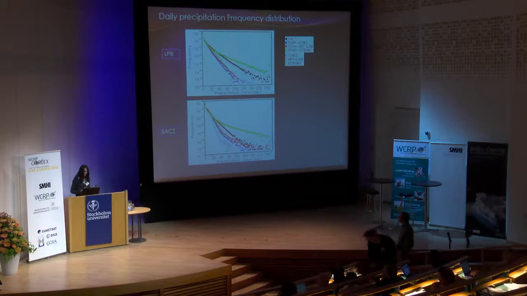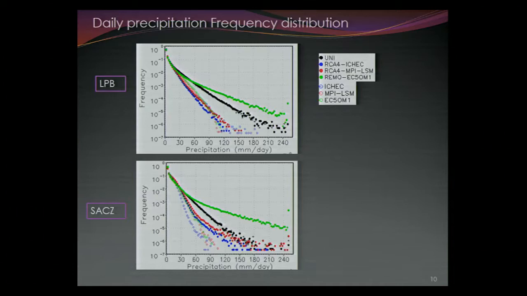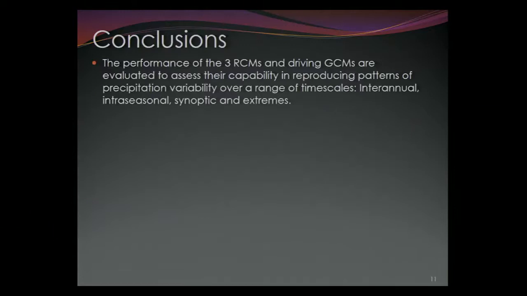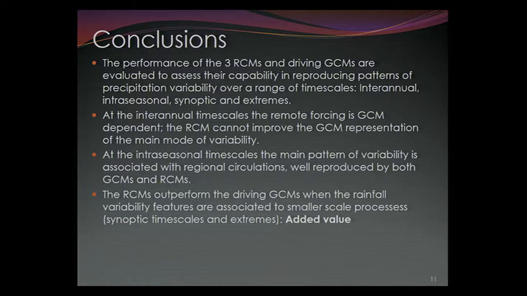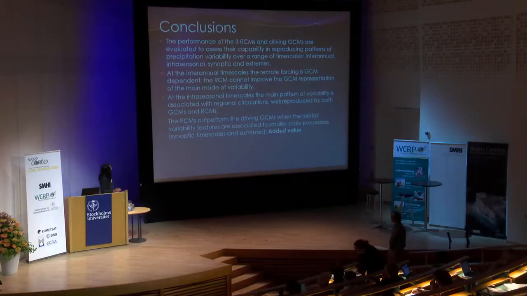When we go to the South Atlantic Convergence Zone area, we really see that the global models are really far away from the black line, which is observation, compared with the regional models. I don't want to take more time, but the issue is that in this analysis of temporal scale variability, the added value is found from the synoptic scale to the higher frequencies, and obviously in extreme events. So thank you. I'm sorry for being too long.